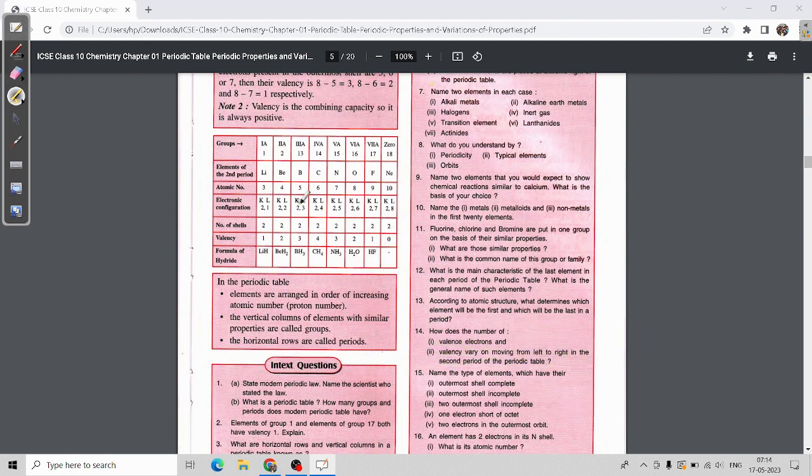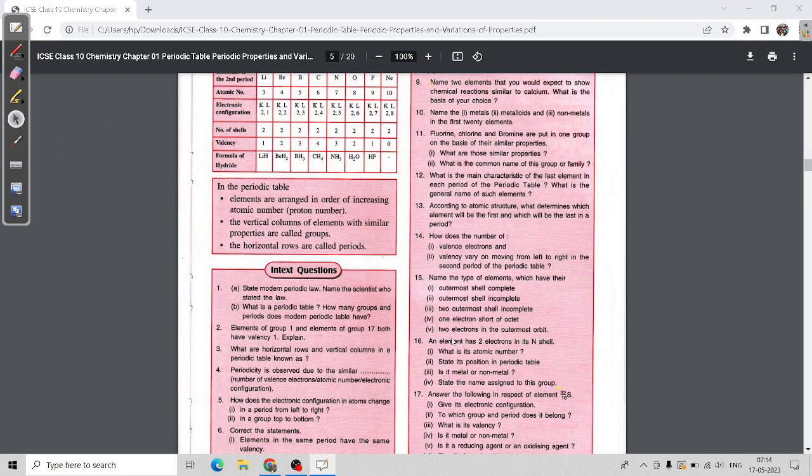Okay. Now, name the type of element which has its outermost shell complete. They are noble gases. Outermost shell incomplete: they are the representative elements. Two outermost shells incomplete: they are transition elements. One electron short of octet: they are called halogens. Two electrons short of octet in the outermost orbit: they are called chalcogens. Okay, so these are the answers of the 15th question.